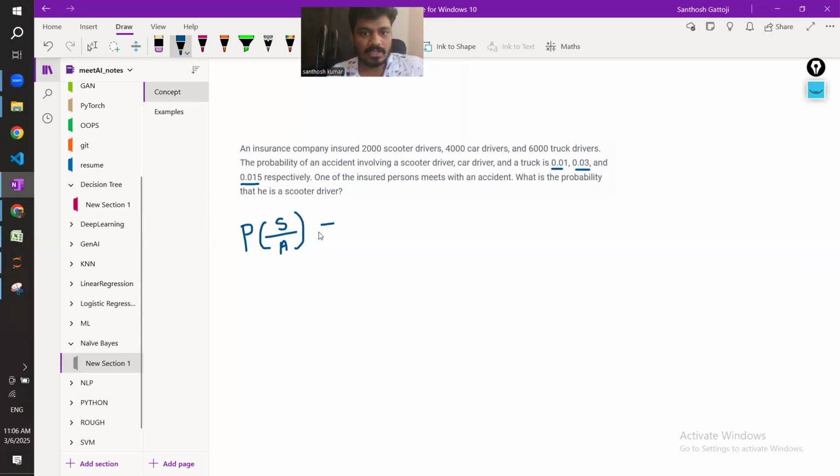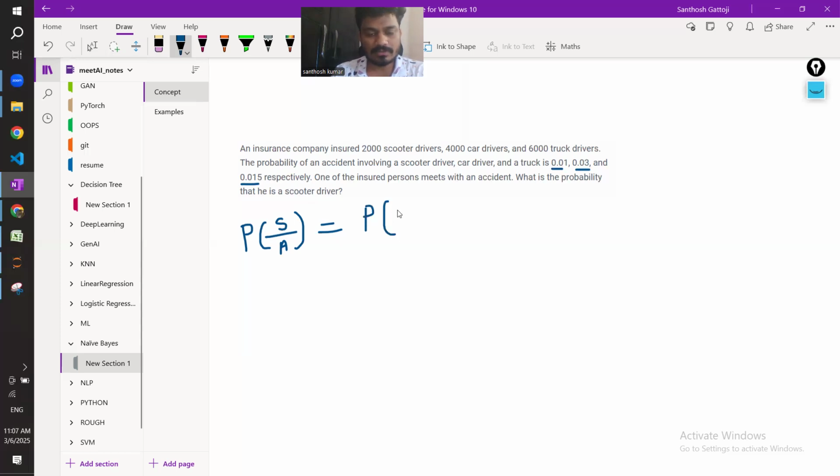You are having only three vehicles: scooter, car, truck. Now accident has happened, which means it could happen with the scooter driver or car driver or truck driver. Any of these persons met with an accident. Only three options. We don't know which person. He's saying accident has happened, but what is the probability that it is a scooter driver? It could be car driver also, it could be truck driver also. I don't want those. I want the probability that it is a scooter. Now what is the formula?